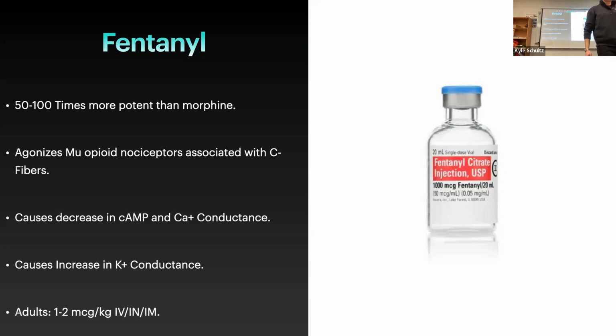For adults, our dose is going to be 1 to 2 micrograms per kilogram, IV, IN, IM. Now for our protocols here at MCAS, what it says specifically for adults is 25 to 100 micrograms. In general, if you read any textbook anywhere, it's going to be 1 to 2 micrograms per kg. Okay.